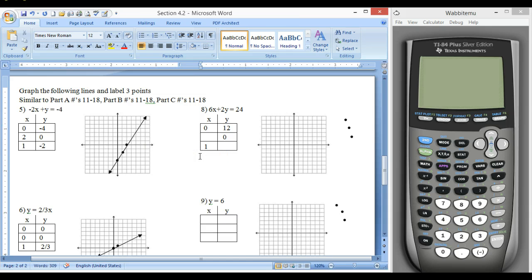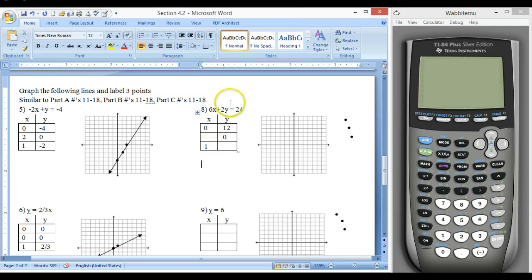And now the next one, put a 0 in for y. So you can use your finger or just kind of blank it out in your head. Whenever you put a 0 in for y, it kind of cancels that out, and I'm left with 6x equals 24. Divide both sides by 6, and that gives me x equals 4.